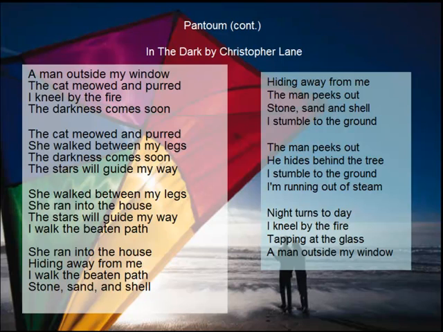Then the 2 and 4 of that stanza should become 1 and 3 of the next. She walked between my legs. She ran into the house. The stars will guide my way. I walk the beaten path. And you see it just goes on and on. Lines 2 and 4 of the first quatrain become lines 1 and 3 of the next quatrain.